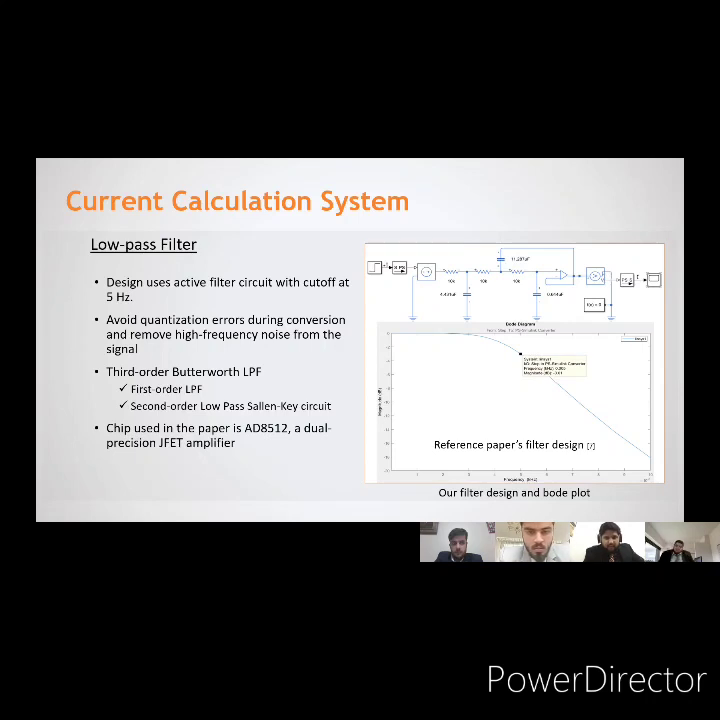We, however, made our own third order Butterworth filter, which has the following Bode plot, and it was confirmed that it indeed has a cutoff frequency of 5 Hz.